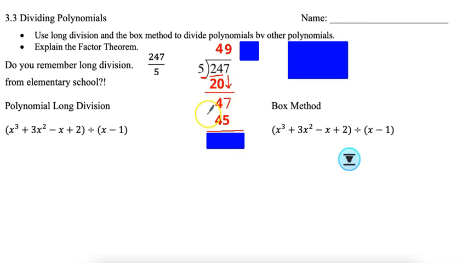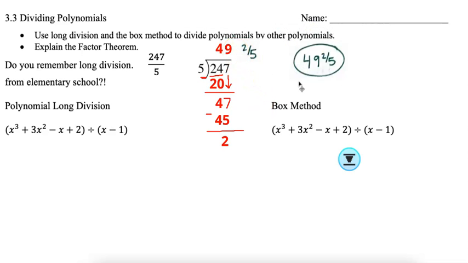And then what do we do with these numbers? We subtracted them. 47 minus 45 is 2, and then I don't have anything else to bring down, and we're just going to leave it like this. I think you guys did decimals maybe in elementary school, but you would take this 2 and this 5, and if you remember, that's called a remainder, and so your final answer would be 49 2/5. So that is what you did in elementary school with long division. And now we are just going to divide polynomials using this exact same method.